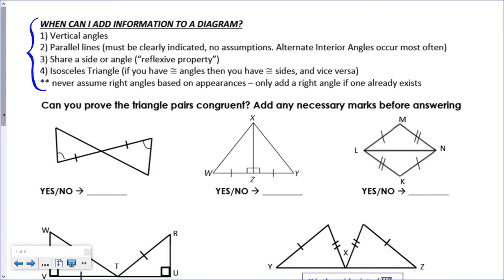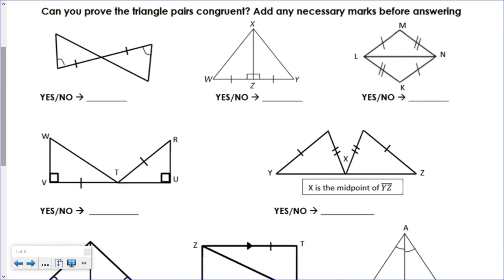So let's go ahead and start looking at these. We're going to add any information that we can, and then analyze the information that we have to decide if they're congruent or not, and why. So for this picture, before you make any conclusions, is there anything I can add? Go through those 4 reasons. Are there any vertical angles in this picture? Okay, so I can say these are vertical. Is that enough, or do I need more?